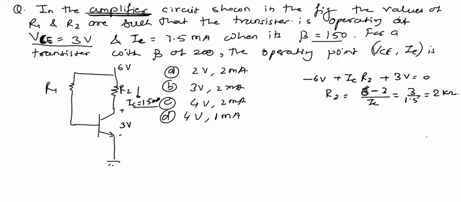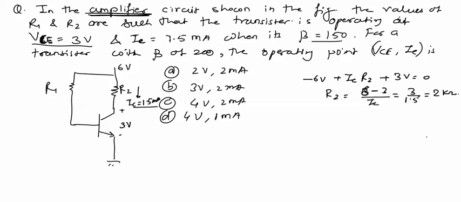Now in this question we have been asked the operating point when we replace this transistor in the circuit with a transistor with beta equal to 200. The first transistor given in the circuit is with beta equal to 150, and when we replace this transistor with beta equal to 200, then we have to calculate this VCE and IC. Of course these two values will change and we have to calculate this changed value.